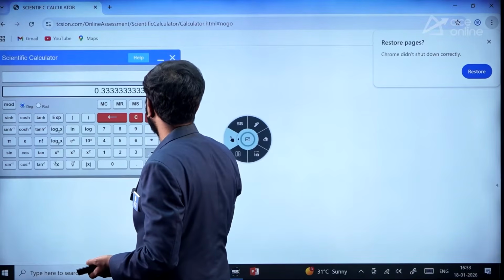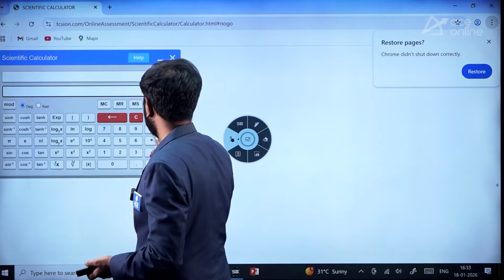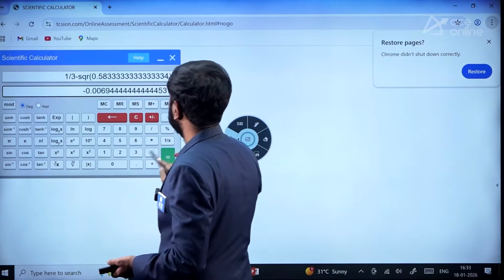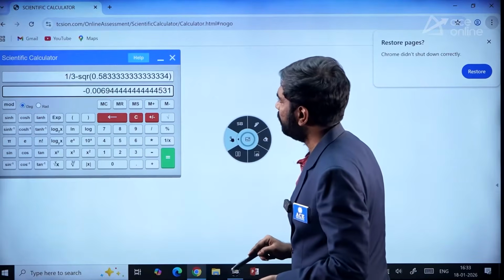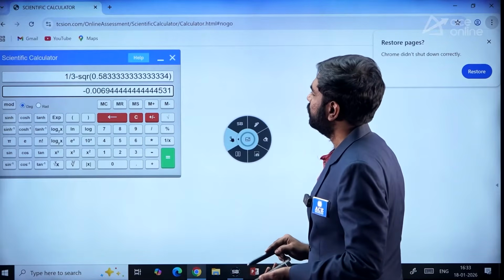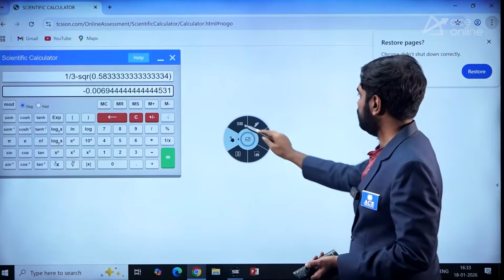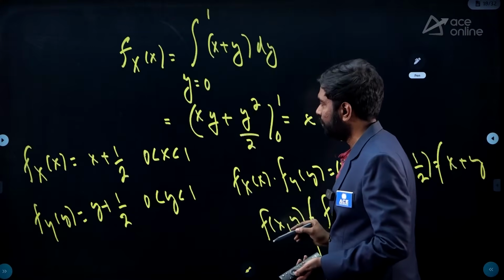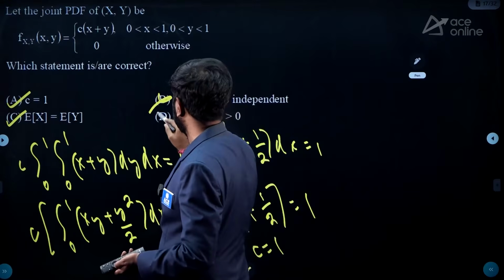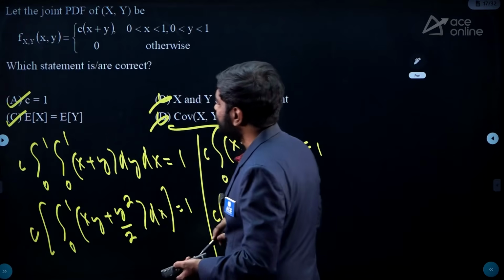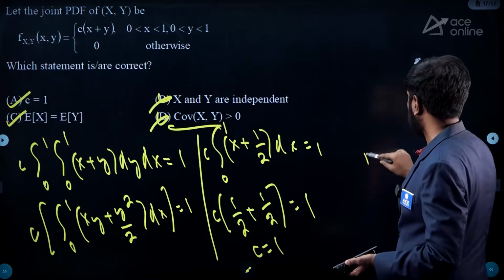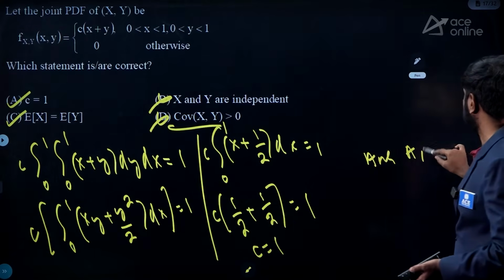1 divided by 3 minus 7 by 12 and then square. So when I see this, I'm getting a negative value minus 0.0069, something like that. So this is definitely less than 0. But he says the covariance is positive. So this is wrong. The answers to this problem are A, C. So A, C are the right answers for this question.